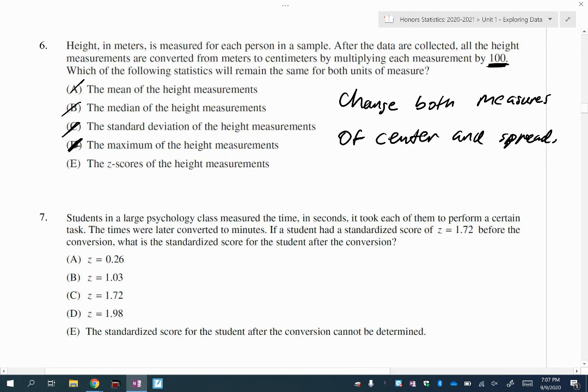So the only thing that will not change here of all these answer choices is the z-score, right? Once you standardize, it doesn't matter what you do to the data values in terms of adding a number to all of them, or multiplying a number for all of them. That's not going to change the standardized value, the z-score. All right, so 6 is E.